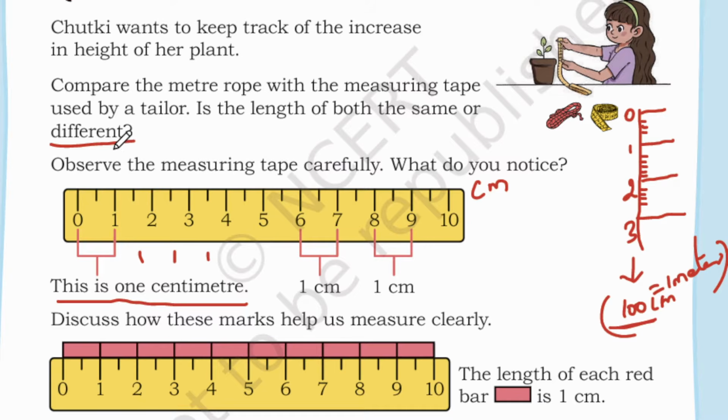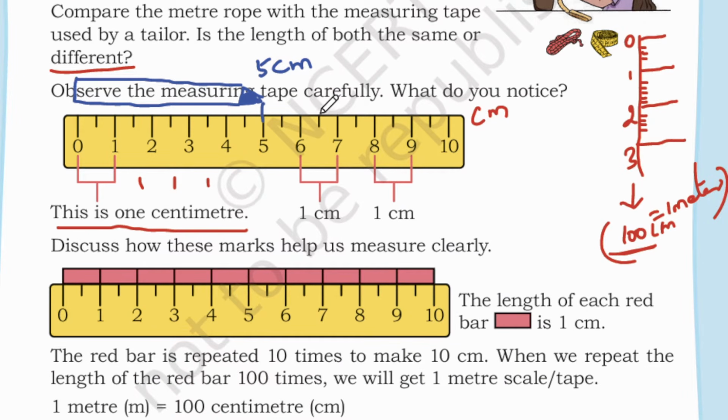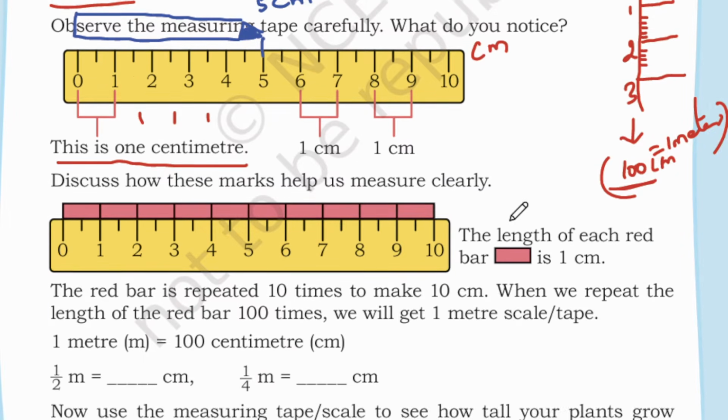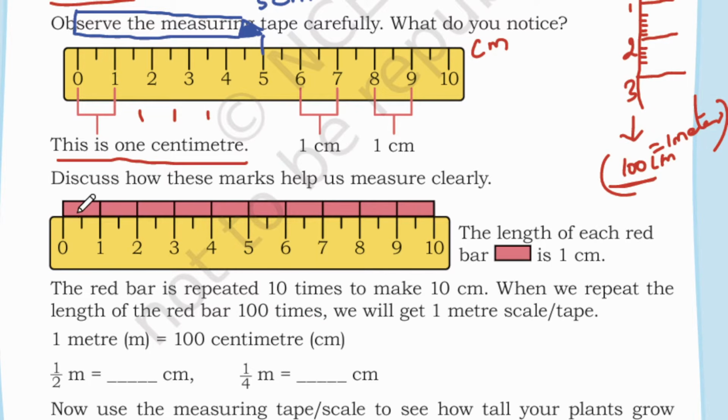If you want to measure a pencil, for example, I am placing a pencil here. So this is the pencil. How many centimeters is the pencil? The pencil is 5 centimeters. Like this we are able to measure smaller objects. Discuss how these marks help us to measure clearly. We have to place the object, or take the tape, and measure the object uniquely.